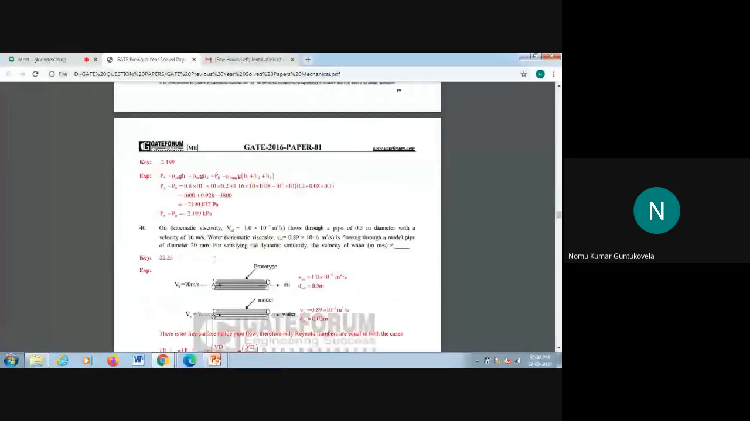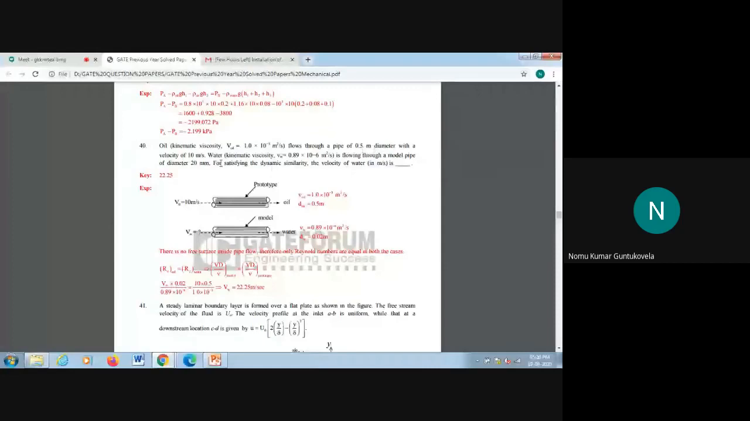Okay, so see here. While coming to another one, here we have oil flowing at 10 meters per second, and water is flowing through a pipe. What we need to find out is the velocity of water, using similarity, where the Reynolds number is equal to 10 to the power 5.